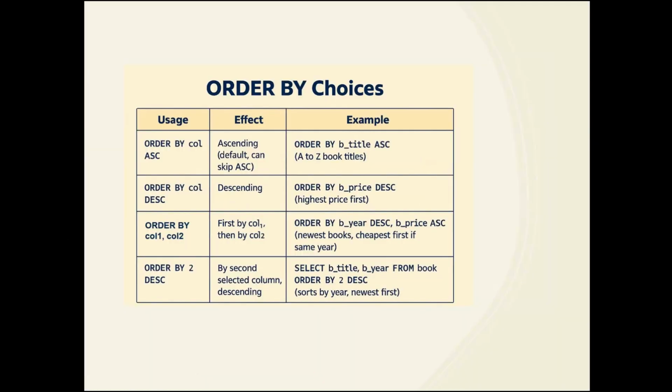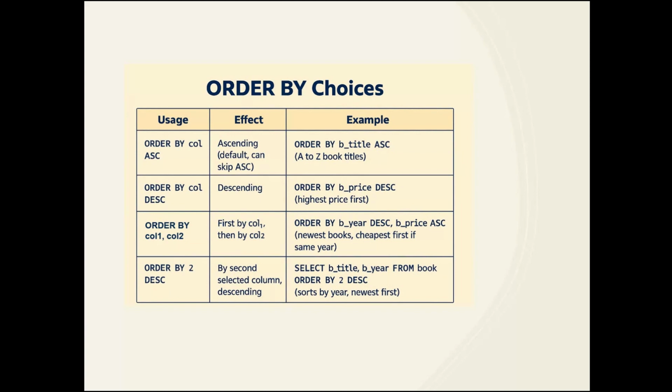Previously, I talked about ascending and descending. What is the meaning of ascending and descending? For example, if I want to order by book title ascending, the meaning is from A to Z. Descending is from Z to A. If I'm talking about numbers, descending means the highest price first, then we go to the low prices.